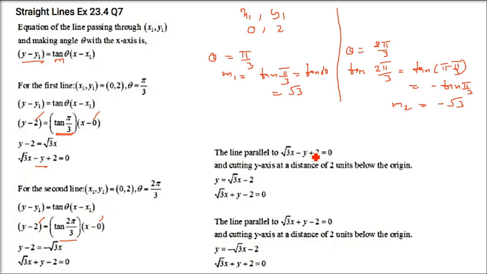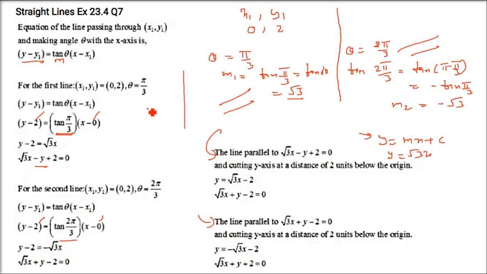Now coming here, also find the line which is cutting y-axis at a distance of 2 units below the origin. So we have to find lines which are parallel to them. So m will remain the same, tan theta will remain the same. y equals mx plus c, and m is already known. These two lines are parallel, so we are making the other two lines. In the first case, m is root 3, and since it is parallel, y equals root 3 x.